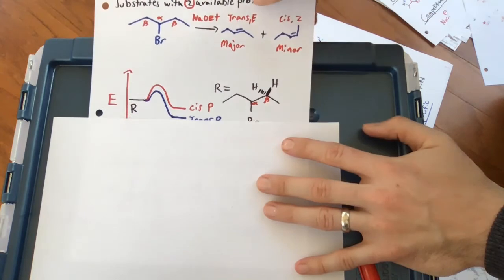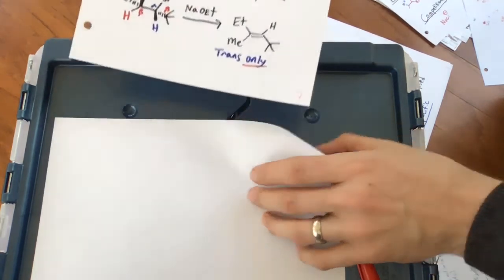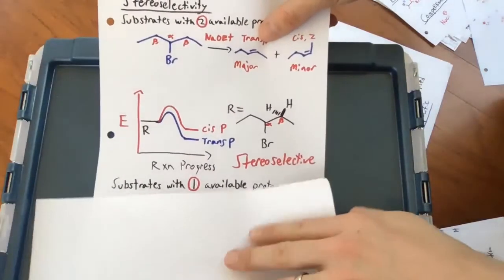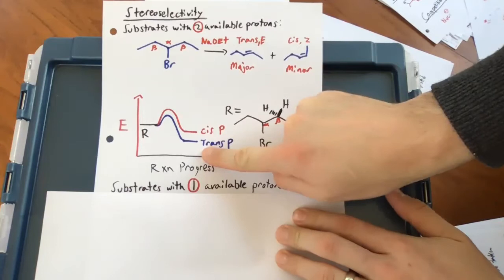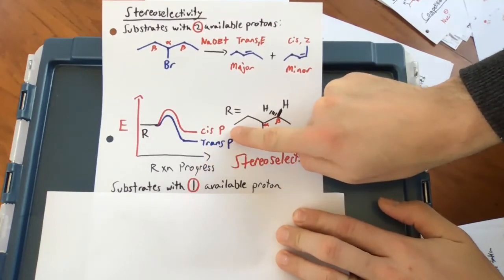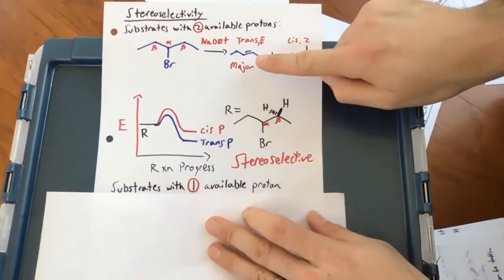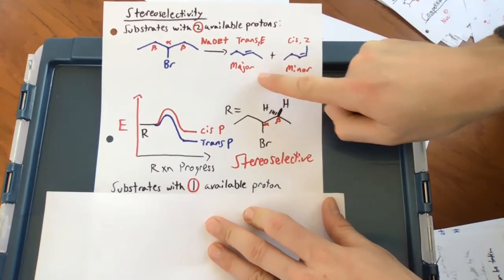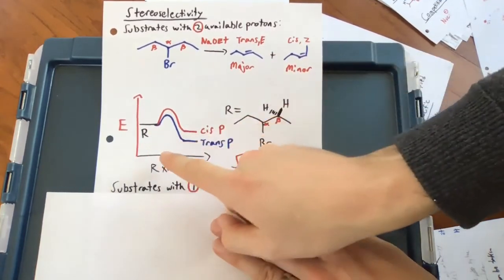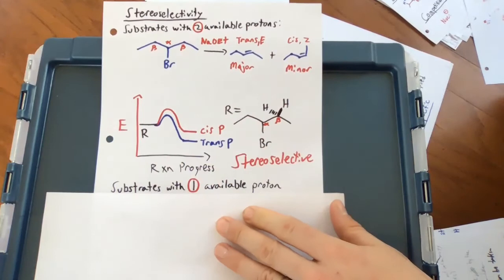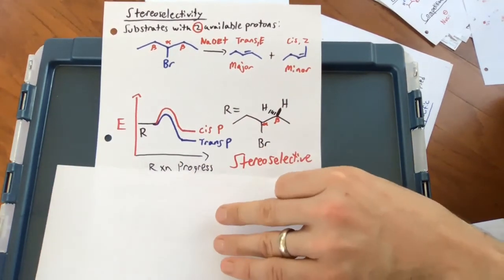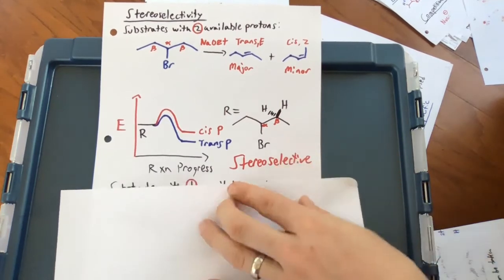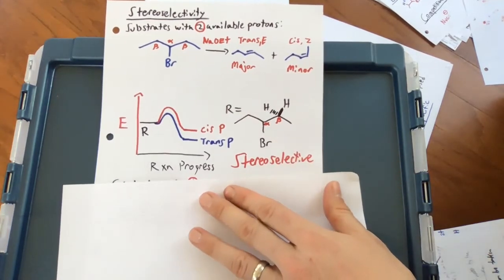We know the trans alkene there is more stable. We can say with relative certainty that the trans product should be lower in energy than the cis product. And because we're selecting for one isomer over the other, we can say that probably one has a lower activation energy than the other as well. And because we're selecting, again, for one stereoisomer, we call this stereoselective.